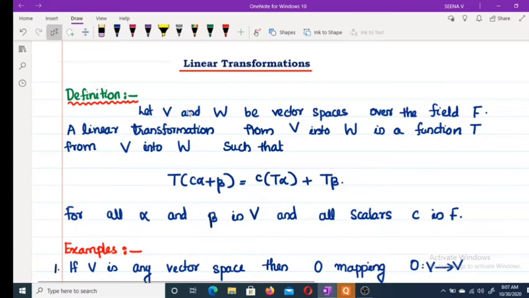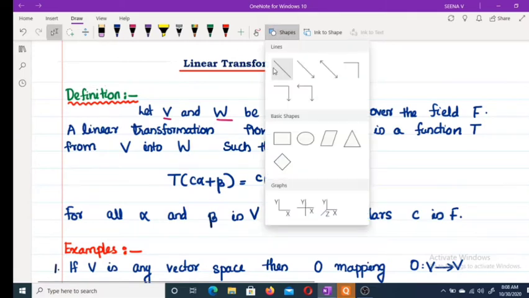Let V and W be two vector spaces over the field F. A linear transformation from V to W is a function T from V to W such that T of (c alpha plus beta) equals c T alpha plus T beta for all alpha, beta in V and all scalars c in F. Then we call T a linear transformation.